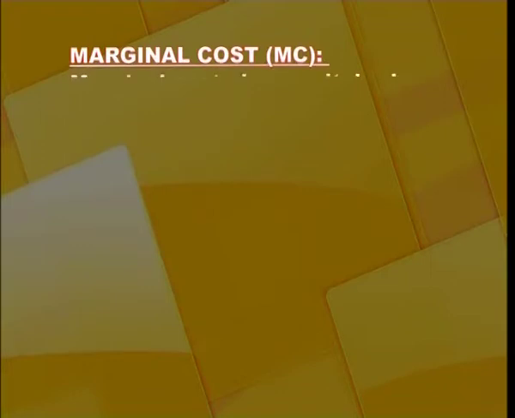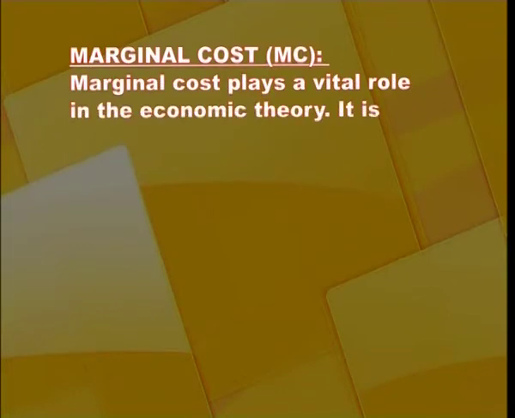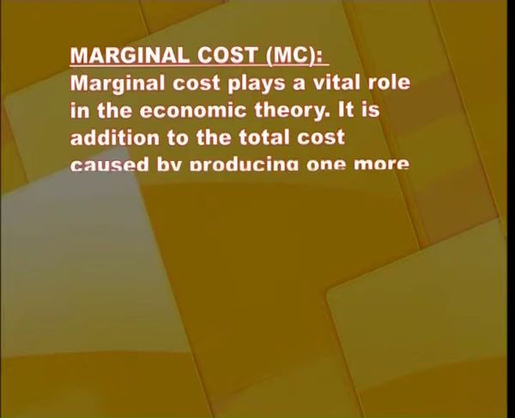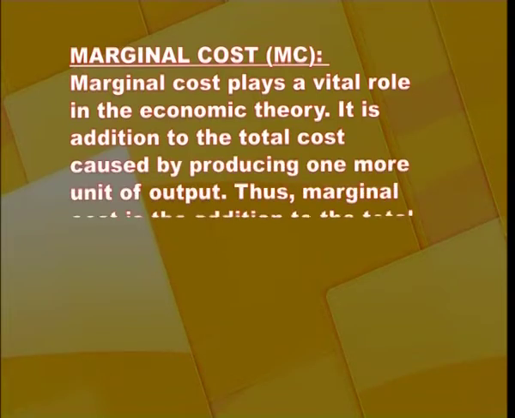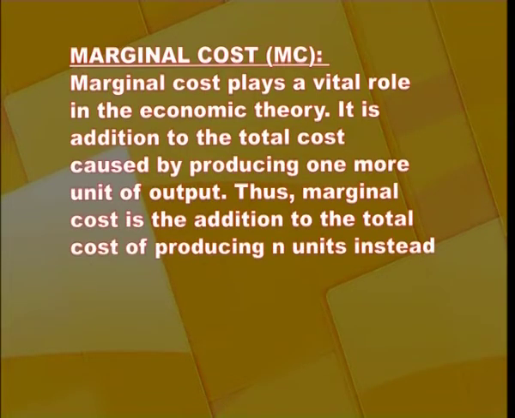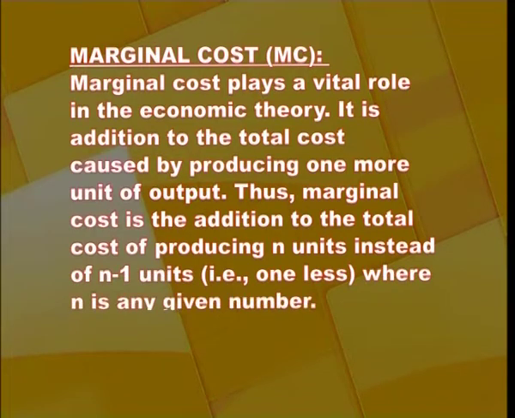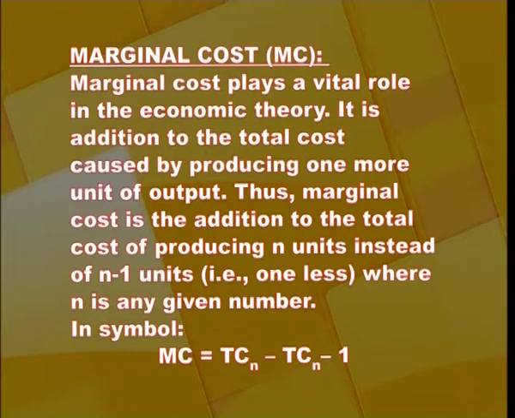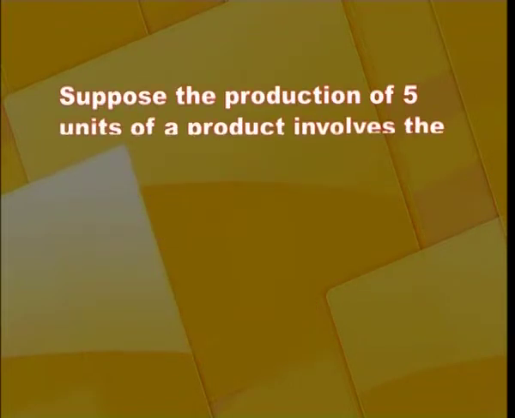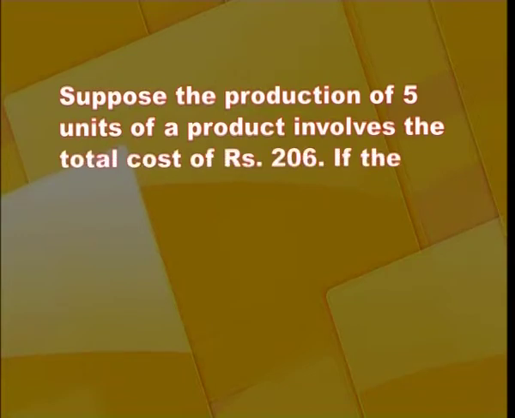Now, marginal cost, that is MC. Marginal cost plays a vital role in the economic theory. It is the addition to the total cost caused by producing one more unit of output. This marginal cost is the addition to the total cost of producing n units instead of n minus 1 units, that is 1 less, where n is any given number. In symbols, MC is equal to TCn minus TCn-1. Suppose the production of 5 units of a product involves a total cost of rupees 206.